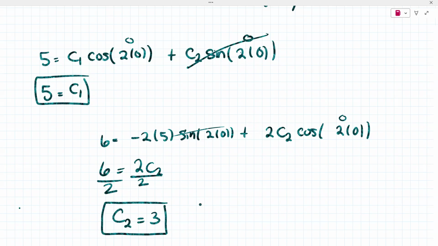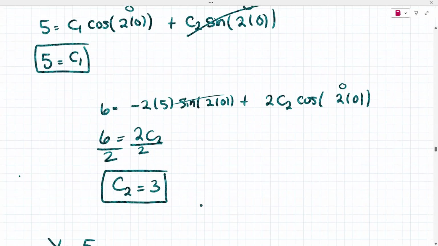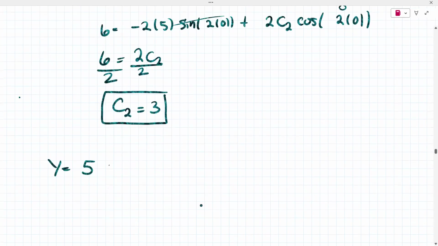Okay, so my final solution is going to be y equals 5, because my 5 is my c1, cosine of 2t plus 3 sine 2t. Okay, so that's my final answer.